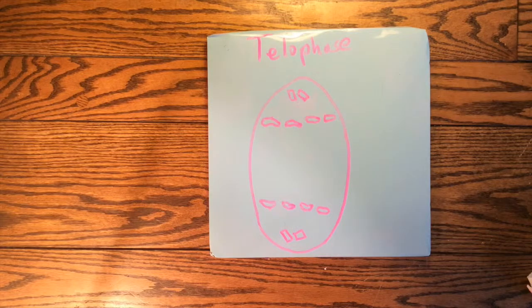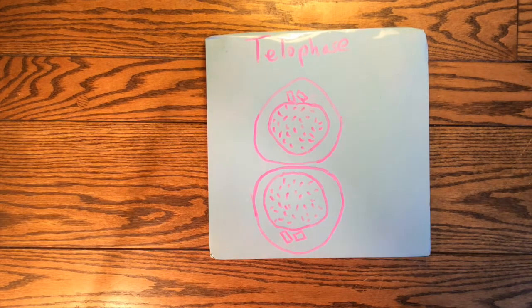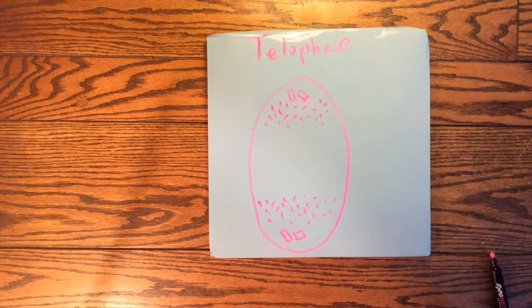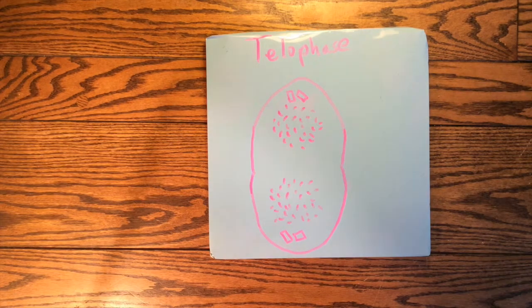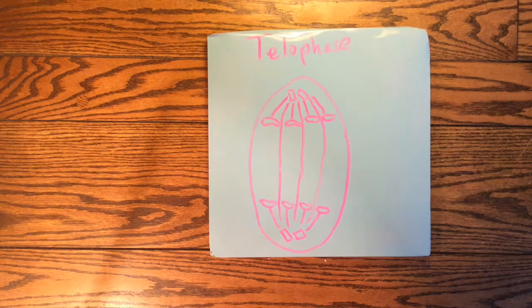Telophase, step 4 of mitosis. This phase begins when the chromosomes have reached opposite ends of the cell and nuclear envelopes begin to form again. The spindle disappears, chromosomes uncoil, and the cells separate, thanks to the help of cytokinesis.